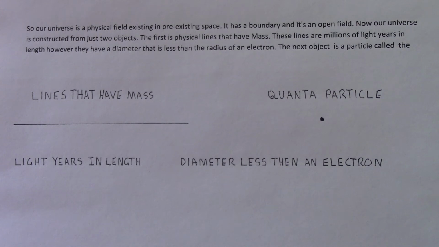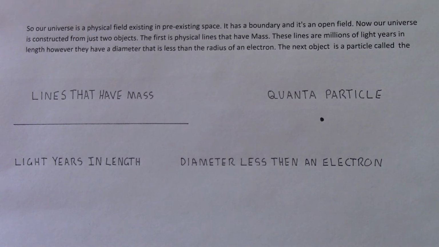The first is physical lines that have mass. These lines are millions of light years in length, and they would range from between 10 to 100 megaparsecs. However, they have a diameter or a width that is less than the radius of an electron. So why these figures? Well, the length of the lines is based on the size of cosmic voids, because the universe is not just one field, but a conglomerate of smaller fields. And the diameter must be less than the radius of the electron, because these lines are part of what particles like an electron are made of.